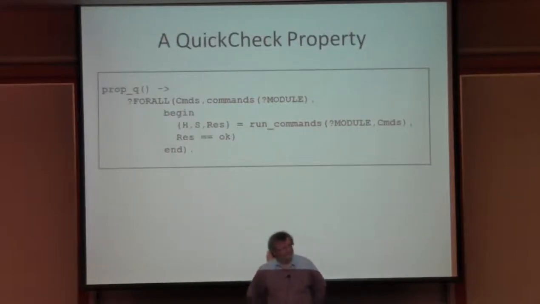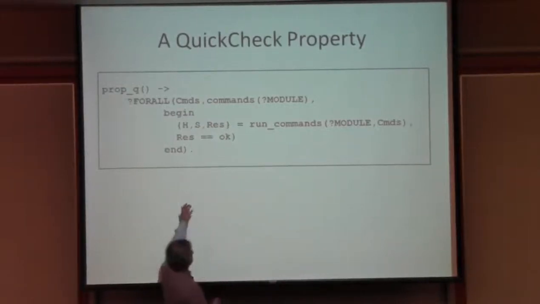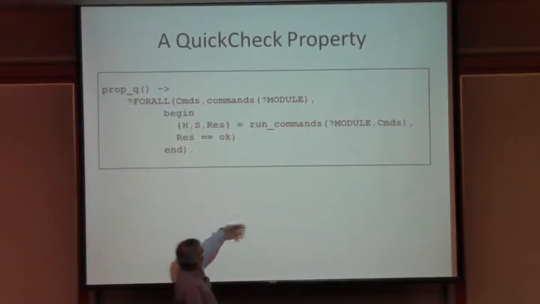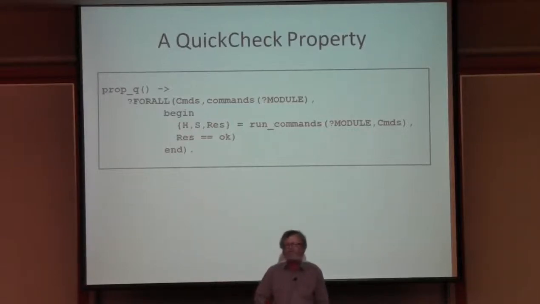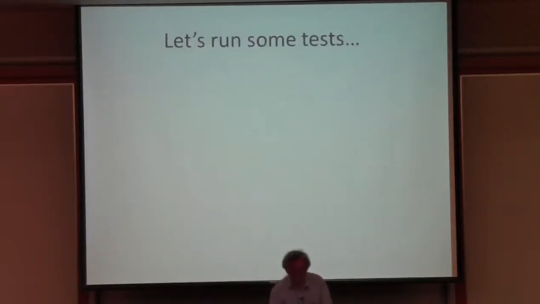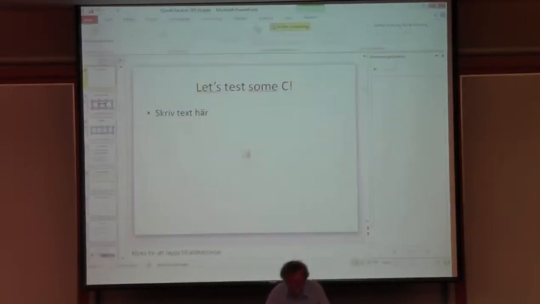And then the properties that we test are very much the same when we test stateful code. We write some QuickCheck generators that can generate test cases of this sort. And the property says, for all command sequences generated using these functions, when we run the commands, the result is OK. And the result is OK if all the postconditions held. So let's see what happens when I test my code.